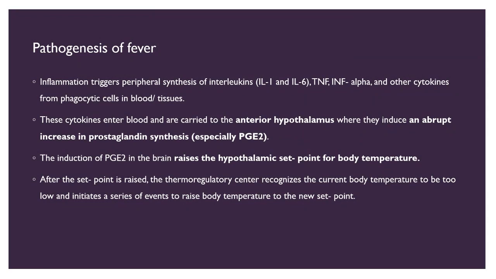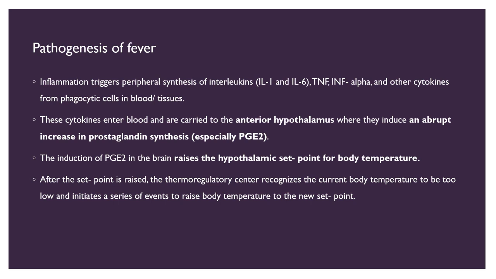How does fever develop? If there is an infection or inflammation, this will trigger peripheral synthesis of interleukins, tumor necrosis factor, interferons, and other cytokines from phagocytic cells in the blood and tissues. These cytokines will go via the blood towards the hypothalamus, where they will cause an abrupt increase in the prostaglandin synthesis, especially prostaglandin E2. So just remember the name of this prostaglandin because it is asked in exams.